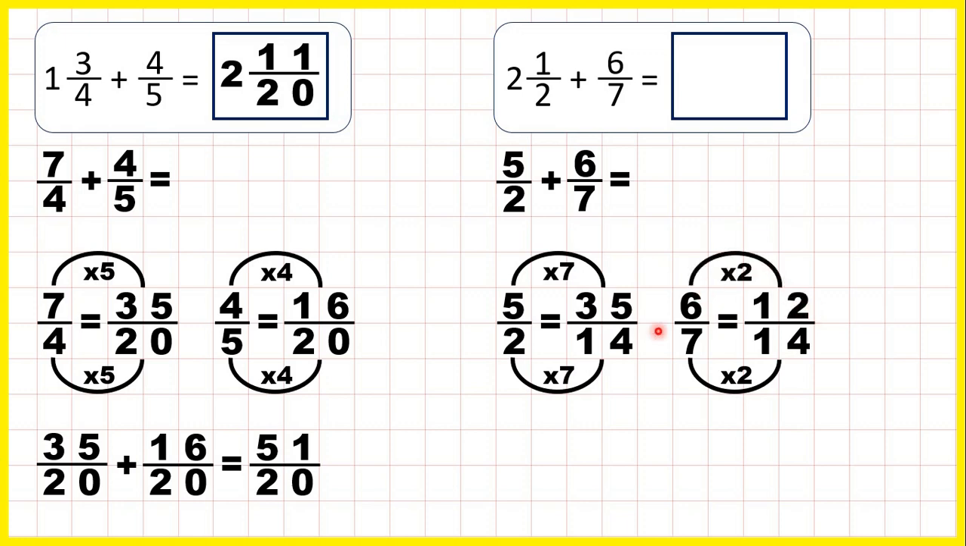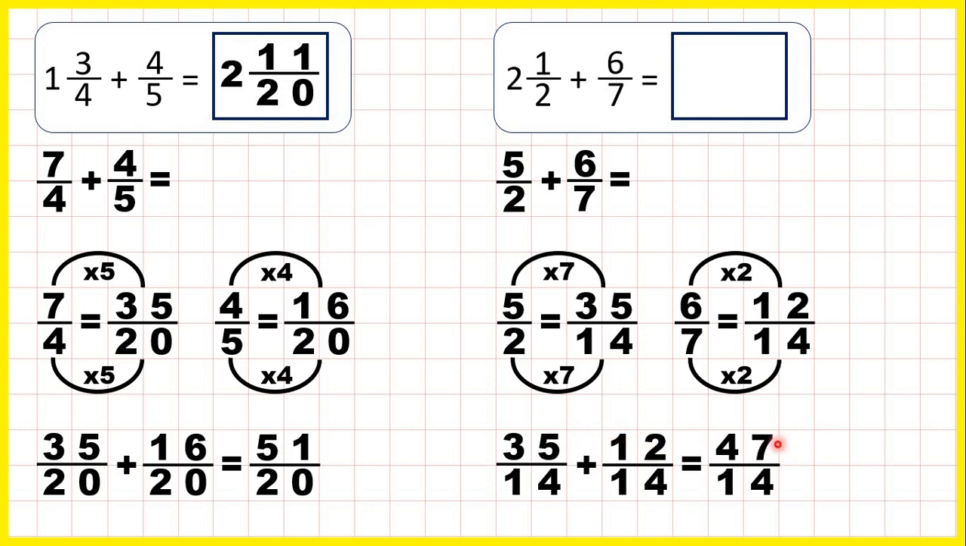So now we can rewrite our question. Instead of 2 1/2 or 5 over 2, we can write 35 over 14. And instead of adding 6/7, we can add 12 over 14. So now we're adding fractions with a common denominator, so we can keep the denominator the same in our answer. 35 plus 12 is 47, so our answer is 47 over 14.